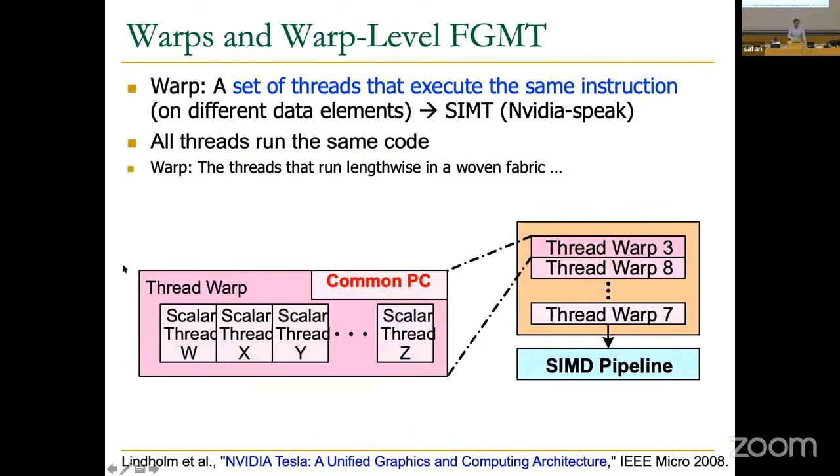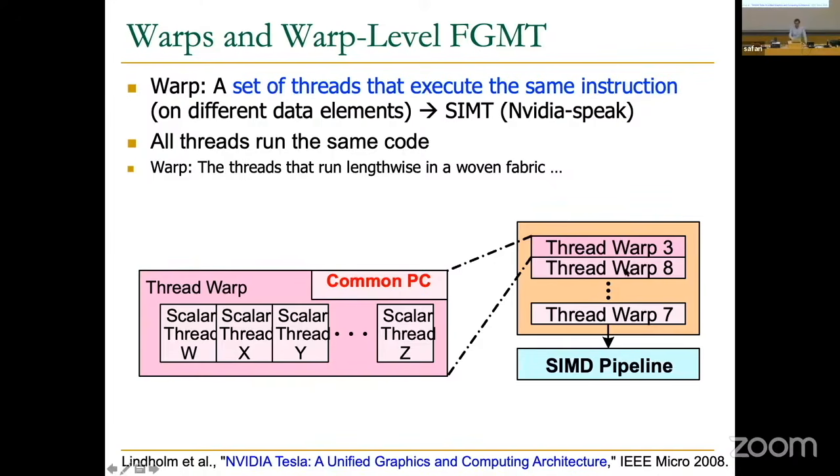So pictorially, this may look like this. You have a thread warp, and you have a common program counter. And a warp consists of a hardware-limited number of threads. That's a function of the hardware that you built. Each of them is scalar. And then you may buffer many of them. You may have thousands of them buffered, and then you feed them into a SIMD pipeline internally. In modern GPUs, you actually have tens of thousands of these threads buffered, if you will.